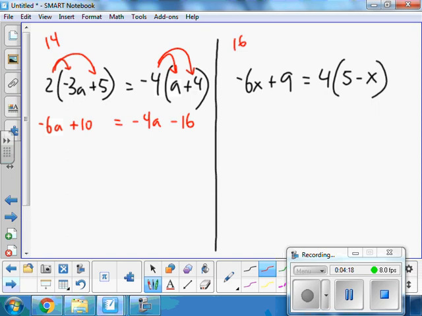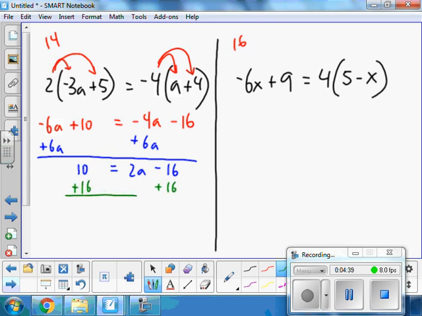And now this looks like all the other ones we've been doing, but let's see what I can do. I'm going to add 6a to both sides, and why I did that is just so I can have some positive a's to work with, but it doesn't really matter. It does fix itself if you keep track of everything. I'm going to add 16 because I'm going to isolate the variable. So I've got 26 equals 2a. I'm multiplying by 2, so to undo that, I'm going to divide by 2, but I got to do it to both sides to keep it equal. And 26 divided by 2 is 13. So a equals 13 on number 14.